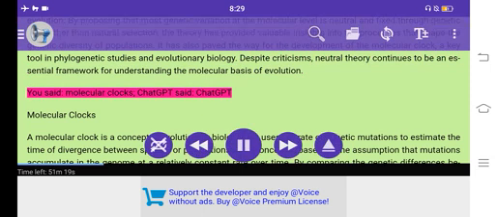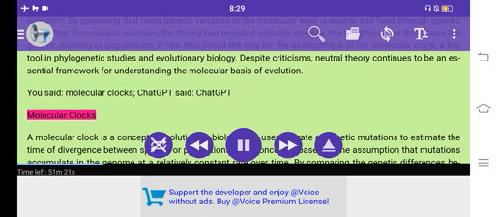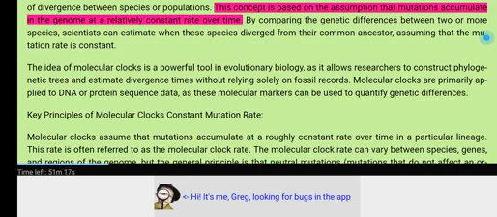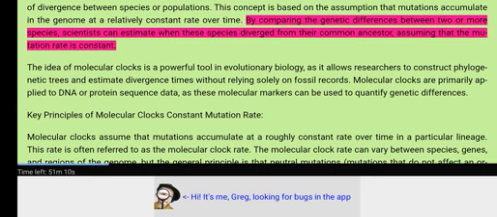Molecular clocks. A molecular clock is a concept in evolutionary biology that uses the rate of genetic mutations to estimate the time of divergence between species or populations. This concept is based on the assumption that mutations accumulate in the genome at a relatively constant rate over time. By comparing the genetic differences between two or more species, scientists can estimate when these species diverged from their common ancestor, assuming that the mutation rate is constant.